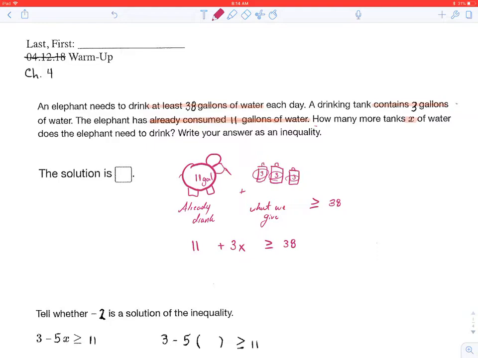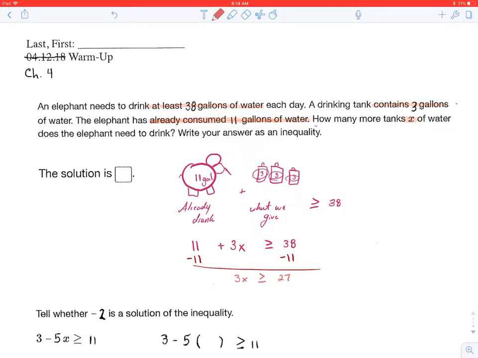Now we want to get the X by itself, so that means we're going to have to subtract 11 from both sides. And this is how we determine how much more water he still needs to drink. If the elephant has already drunk 11 and he wants to get to 38, then you can find the difference between those two numbers and say that the elephant still needs to drink at least 27 more gallons.